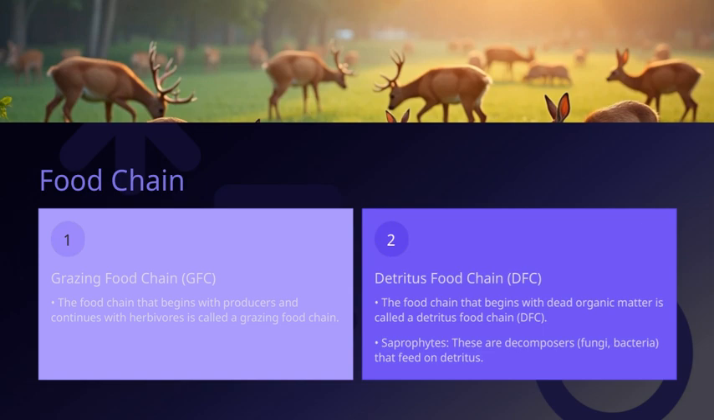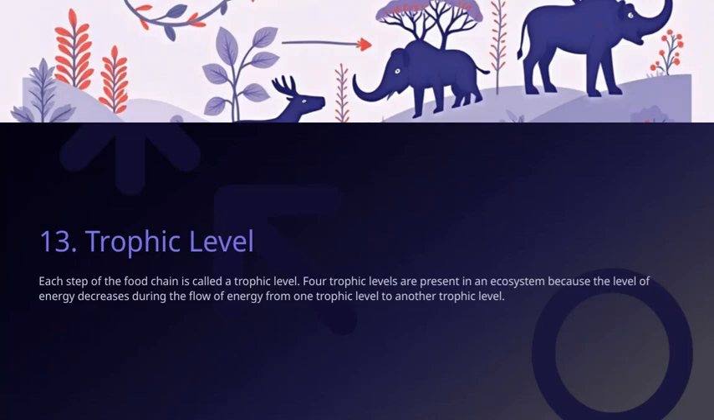Understanding these two types of food chains, the detritus food chain and the grazing food chain, helps us see the diverse ways energy and nutrients circulate within ecosystems. Both are essential for maintaining ecological balance, and recognizing how they function together gives us a broader picture of ecosystem dynamics. Now, let's talk about each step of the food chain, which we call a trophic level.